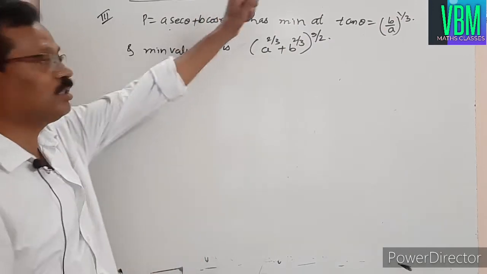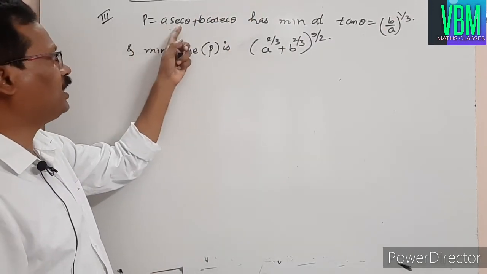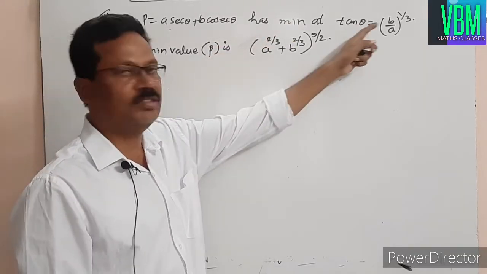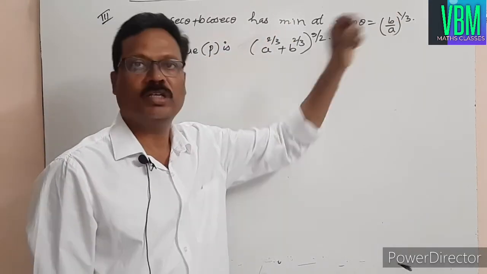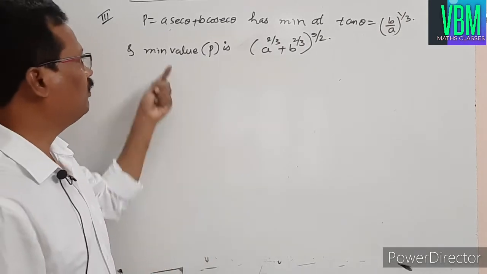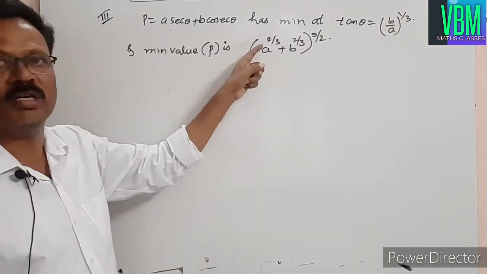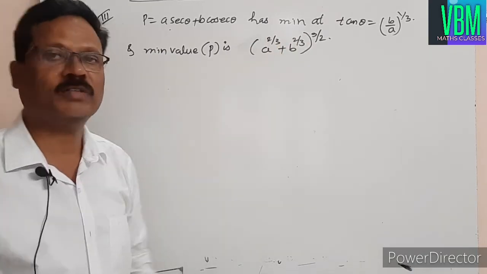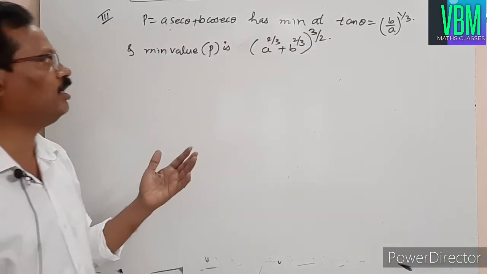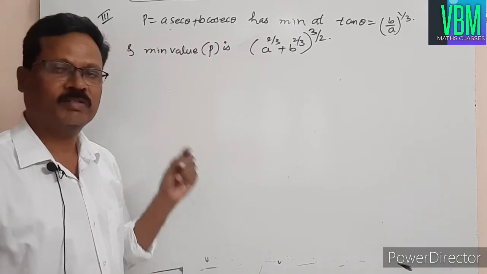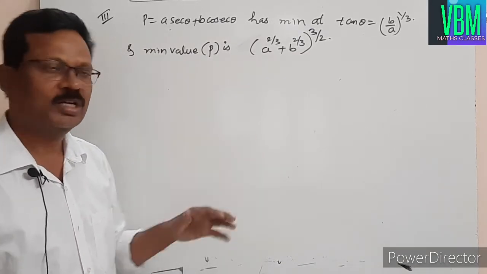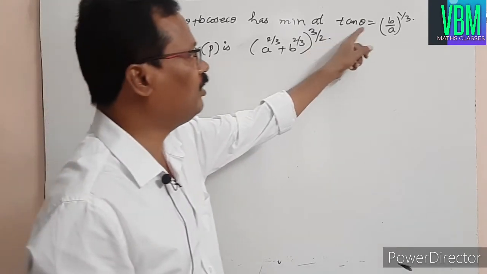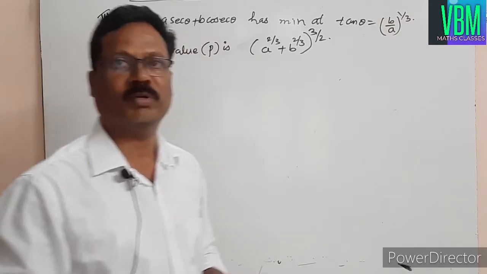Now see the next one. P equal to A sec theta plus B cosec theta. This has minimum at tan theta is equal to B by A whole to the power of 1 by 3. And the minimum value of P is equal to A power 2 by 3 plus B power 2 by 3 whole to the power of 3 by 2. Very simple. For maximum or minimum, first derivative we equate to 0. Then find the derivative of this and equate to 0. You will get tan theta is B by A whole to the power of 1 by 3.